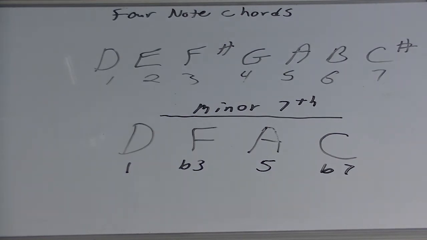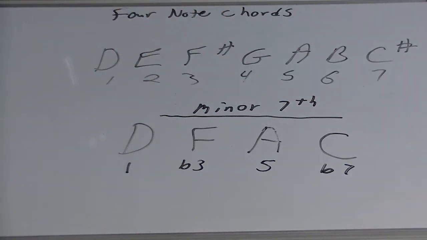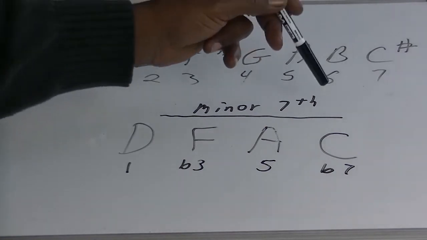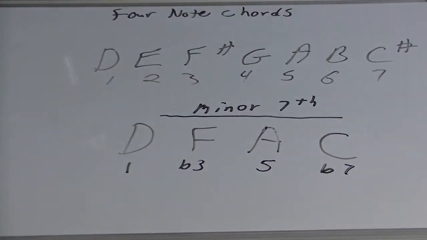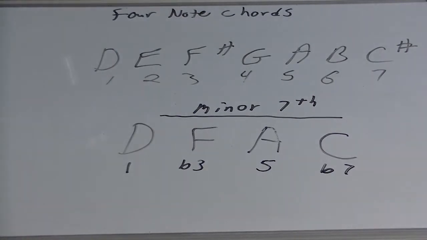Now, it's important for us to understand that what we essentially have here is a D minor triad, and what we've done is we've added the flatted 7th note of the scale. So we can see our D minor 7th chord as a minor triad with the flatted 7th added to it.